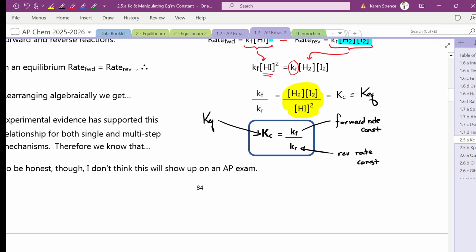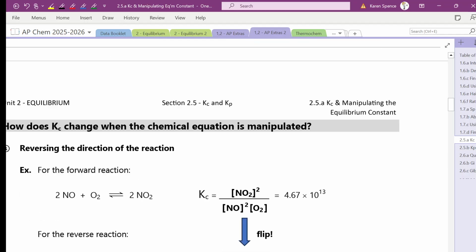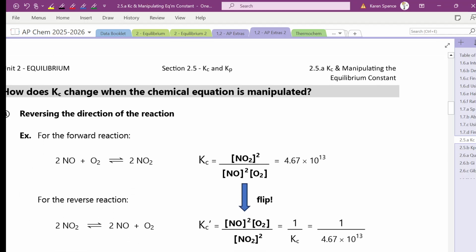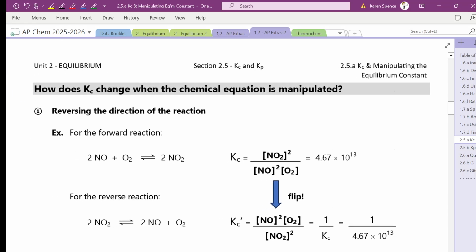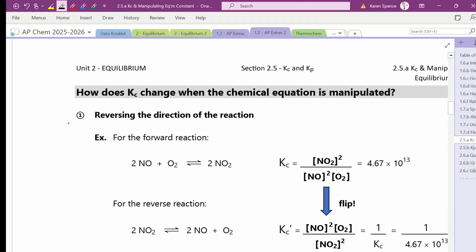Now, I do not think this will show up on an AP exam. I don't think they care that you can relate the two. But I hate to say never and then have it be there, and then you'll be like, ah, okay. Now we get into the things that are actually important. And this one here, number 1, is part of the regular curriculum.